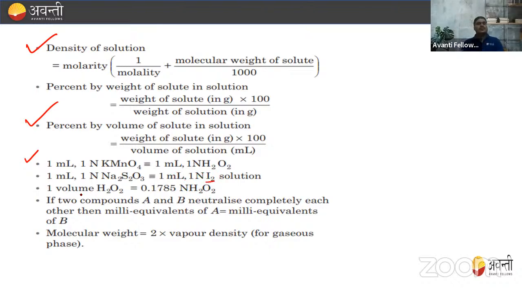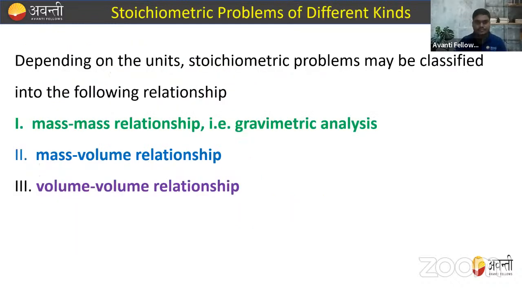Okay, 1 volume of H2O2 solution is equal to 0.1785 normality of H2O2 solution. Okay, so if the two compounds A and B are neutralized completely by each other, then the milli equivalence of A is equal to the milli equivalence of B, right? Or we can write the molecular weight is equal to twice the vapor density. So this formula you need to remember as well, right? That is, the molecular weight is equal to twice the vapor density, for the gaseous phase only.